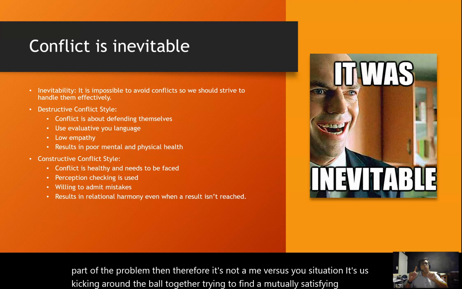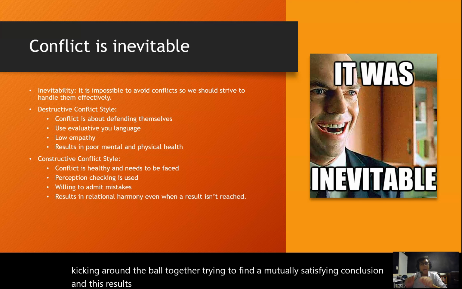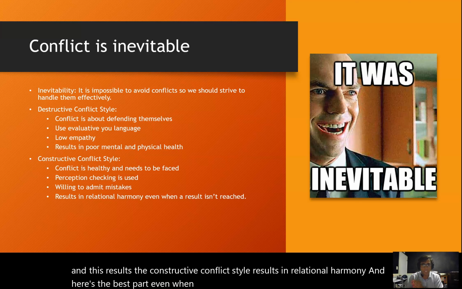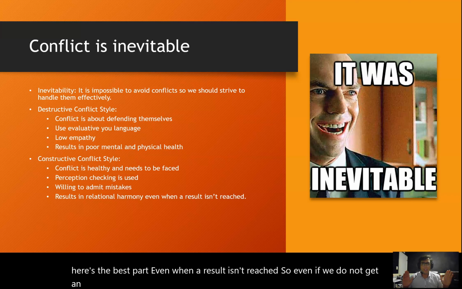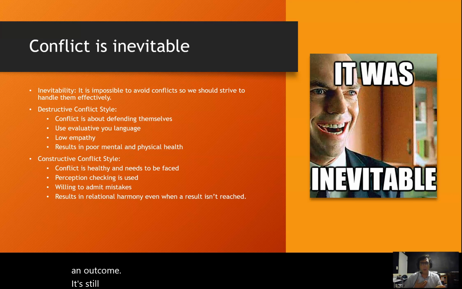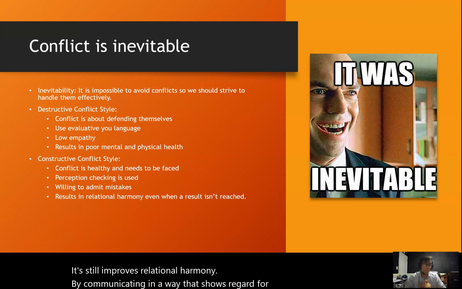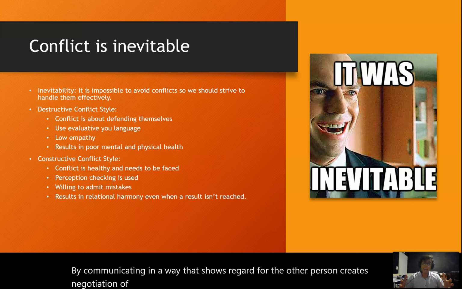And the constructive conflict style results in relational harmony. And here's the best part, even when a result isn't reached. So even if we do not get an outcome, it still improves relational harmony by communicating in a way that shows regard for the other person, creates negotiation of meaning with the other person, and overall shows empathy and care for the other person.